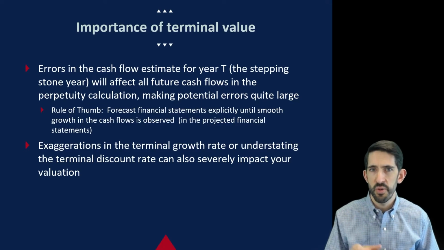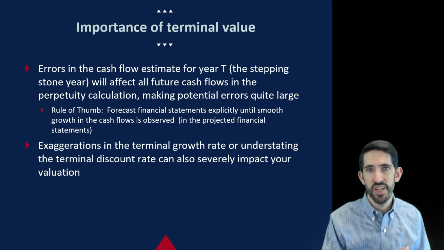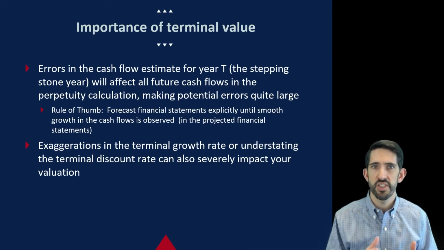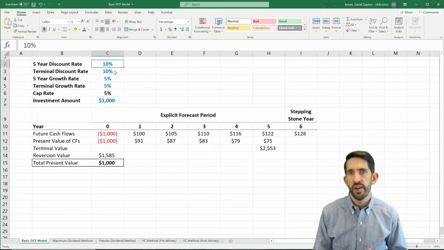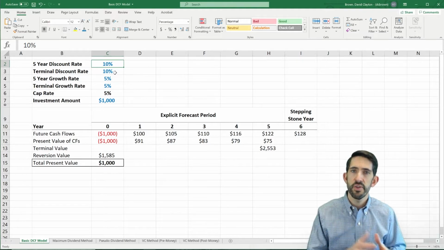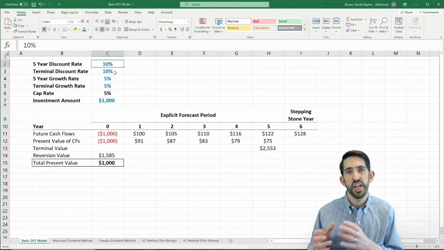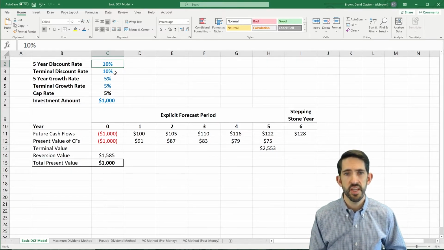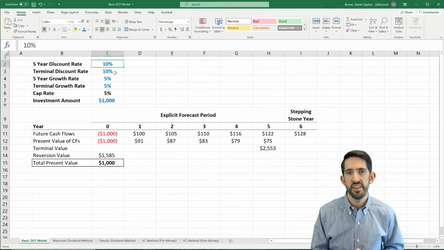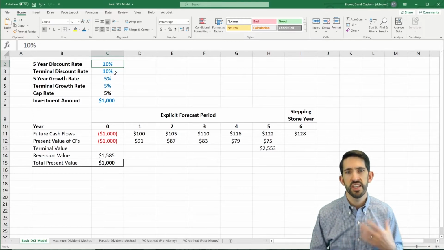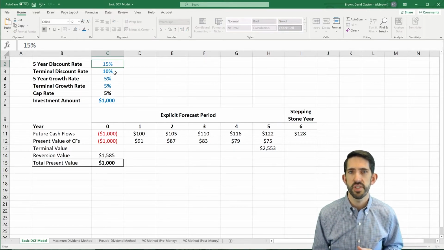So to demonstrate this, I want to go back to our model one more time, and we're going to see how the valuation changes as we change some of the assumptions in the model. All right, so we're back in our model, and now I want to see how changes in the 5-year discount rate affect value versus changes in the terminal discount rate. So let's say we underestimated how risky this company is, and we think instead that it should be 15% as a discount rate. So let's start out by just taking our 5-year discount rate and making it 15%.